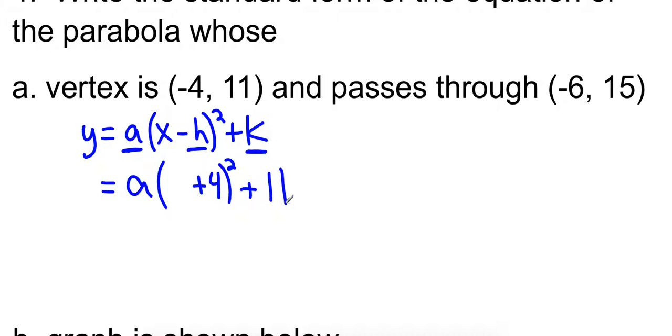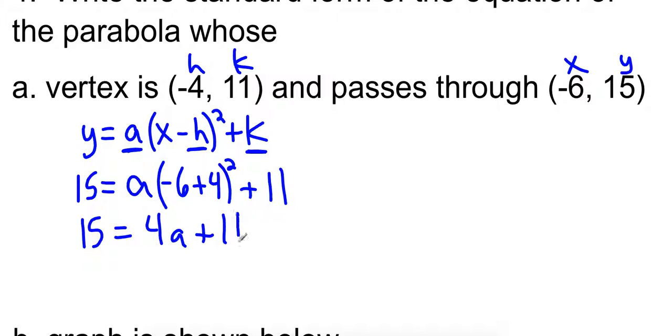Okay, we don't know the a, so if this is our h and k, we're going to use this as another point. This will be our x and y. So we'll plug in negative 6, and we'll plug in 15. And now we have enough information that we can solve for a. So we have 15, let's see, this is going to be negative 2 squared, which is 4. So 4a plus 11. Just subtract 11 and divide, and we find out that a is 1.